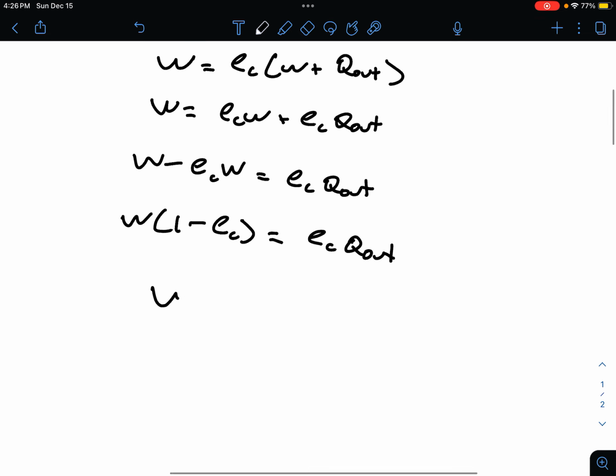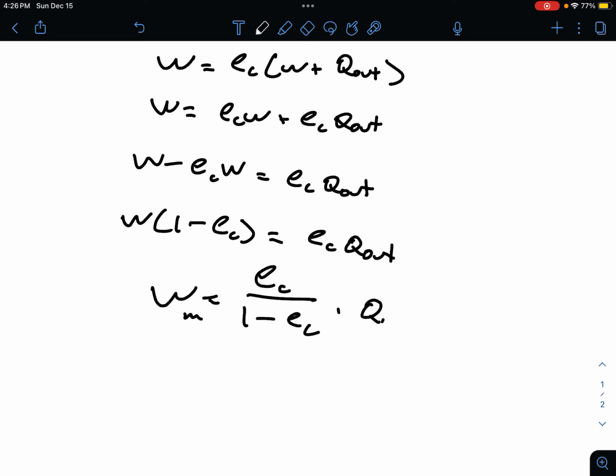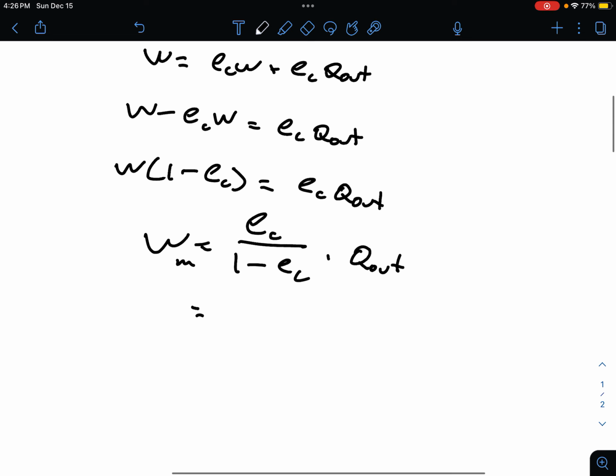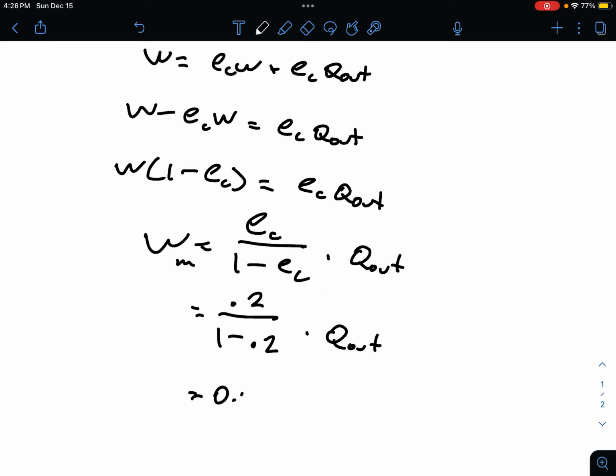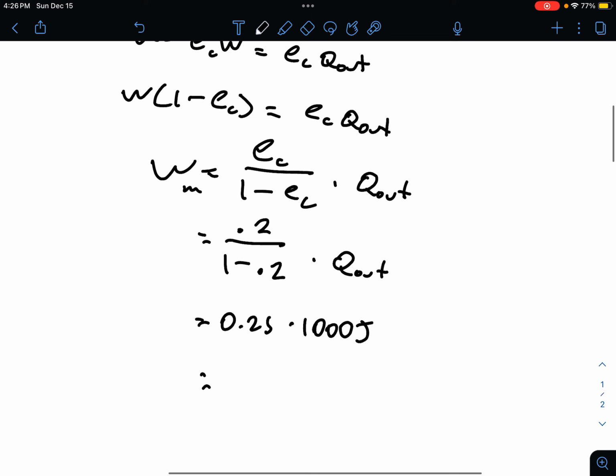This is a pretty interesting equation. The max work that could be done is equal to (e_C minus 1 over e_C) times Q out. So in that case, it would be (0.2 over 0.8) times Q out. 0.2 over 0.8 is what, a fourth? Yes, it is a fourth. So times that by 1,000, the max amount of work this thing can spit out is 250.